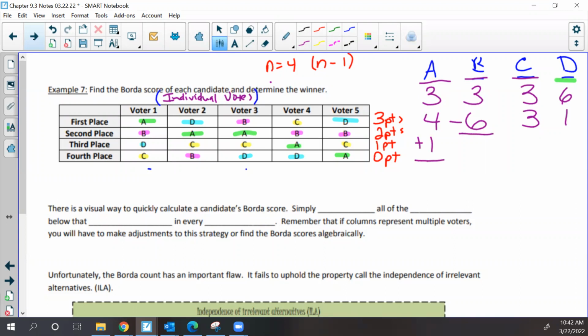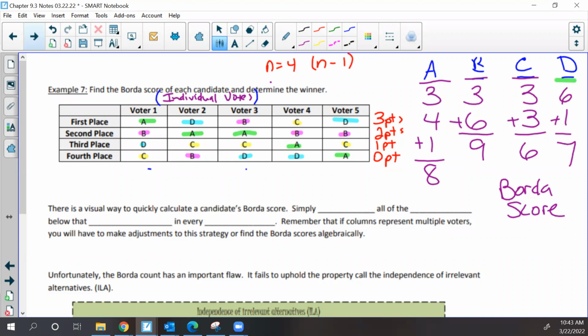So now I add all these up. And when I add these up, this is called the Borda score. And the candidate with the most points in their Borda score is going to be the winner. So I add these up and I get A is 8. It's 8. This is 9. This is 6. This is 7.